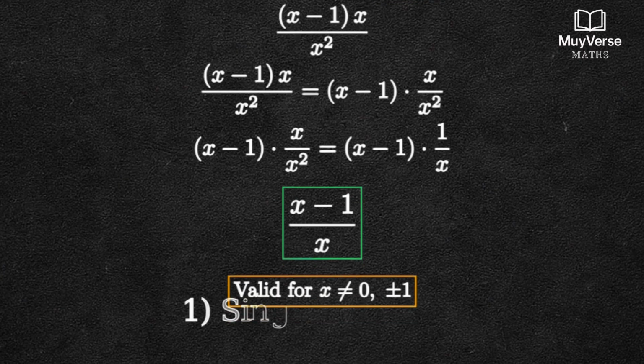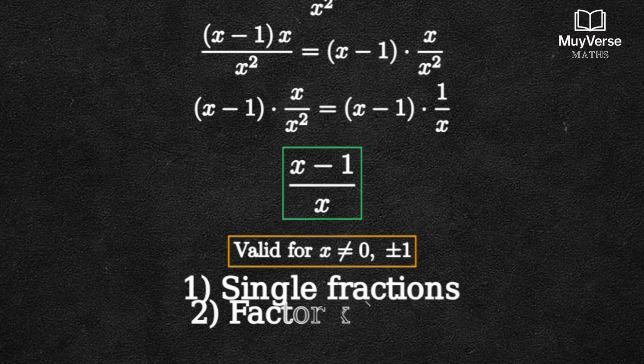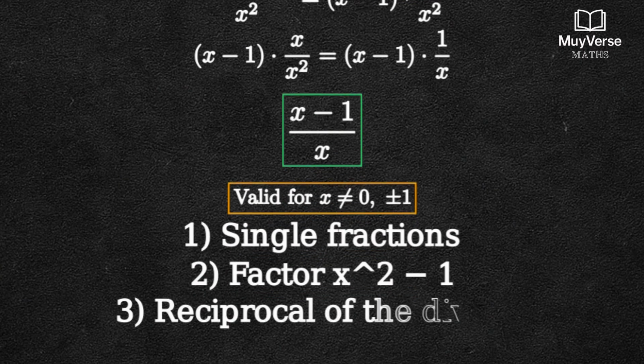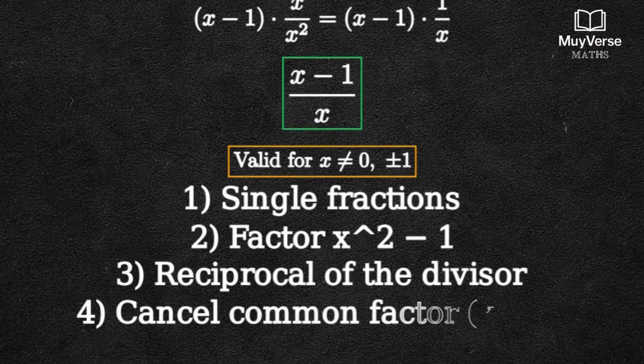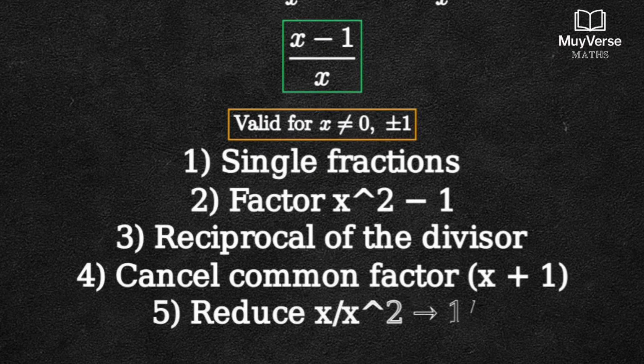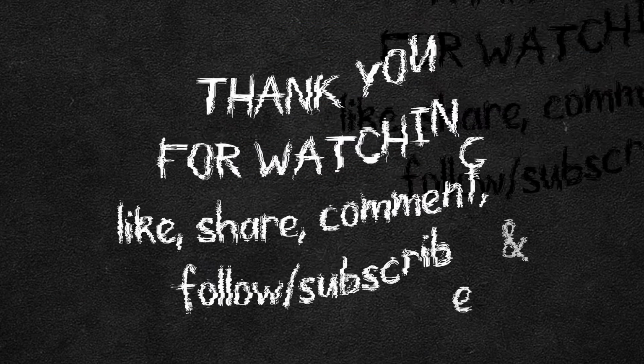Summary. Rewrite as single fractions, factor the numerator, multiply by the reciprocal, cancel the common factor, and simplify the x terms to finish.